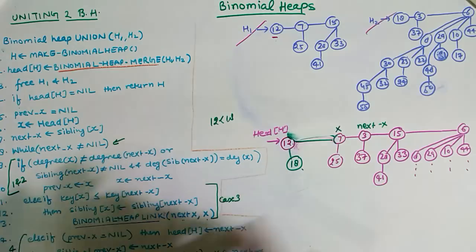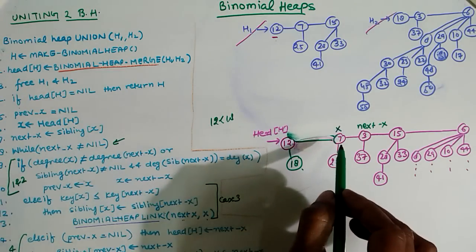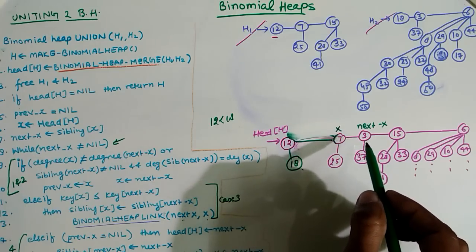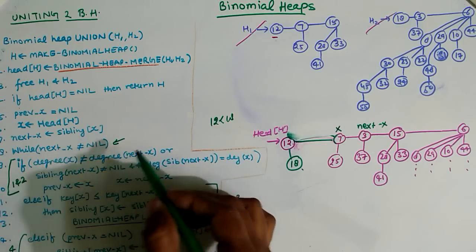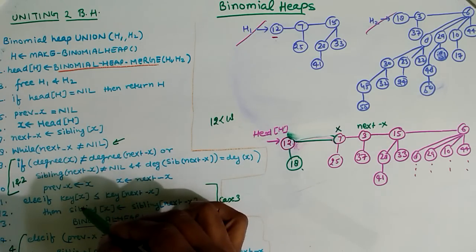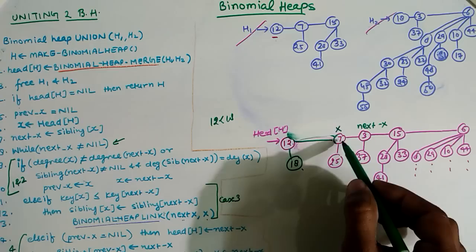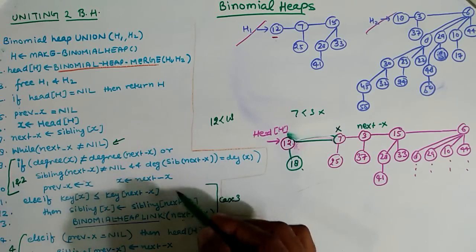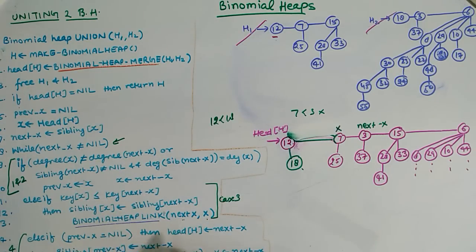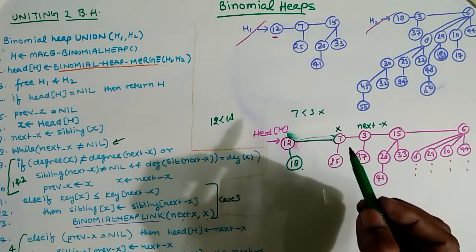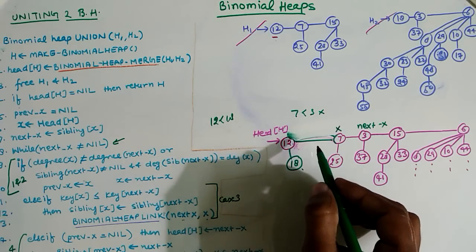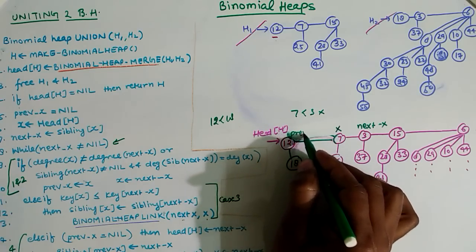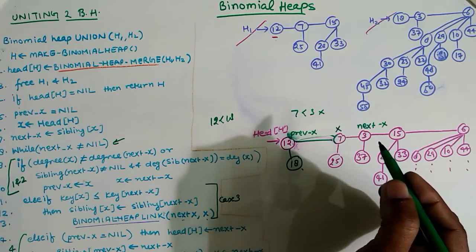So we again check whether the degree of x is not equal to degree of next of x. Yes, it is equal, so the condition is false, we jump here. Key of x is less than, so 7 is less than 3. No, condition false. We jump to the next statement. If previous of x is equal to nil, then head of H is next of x.